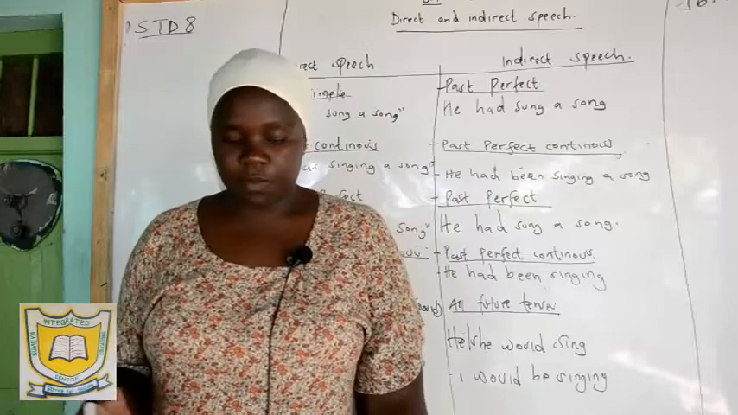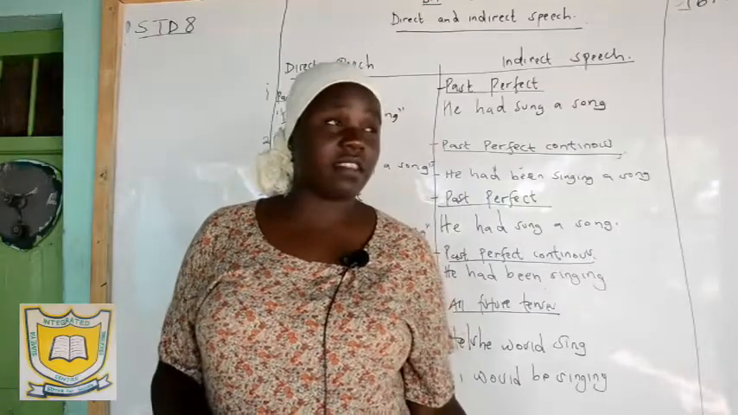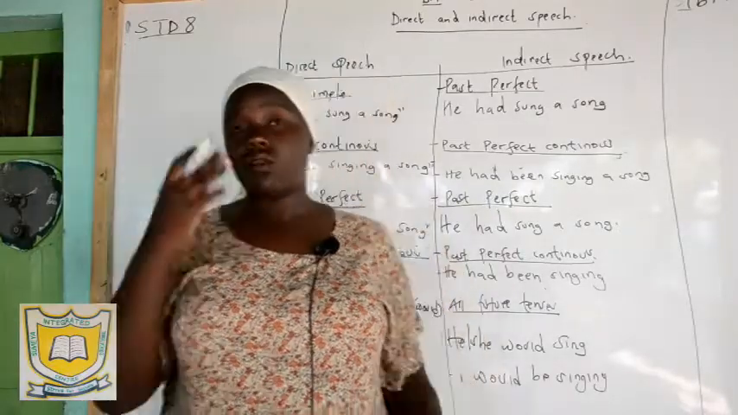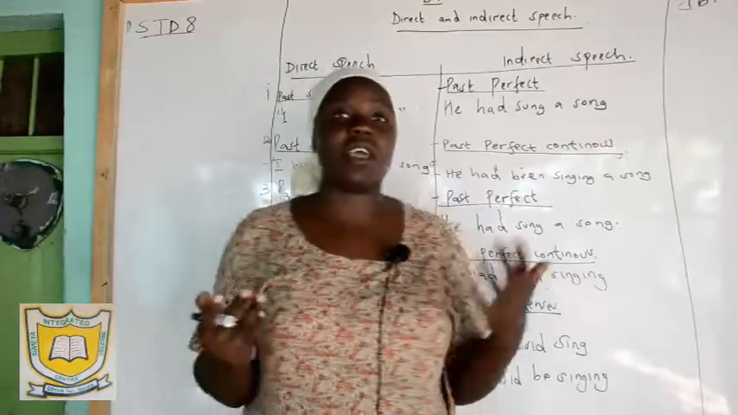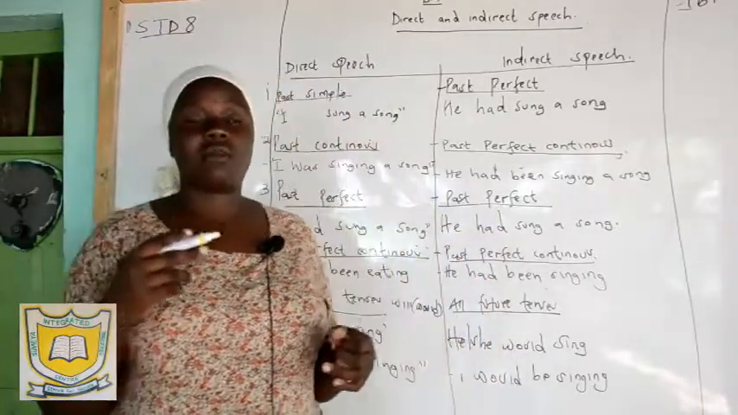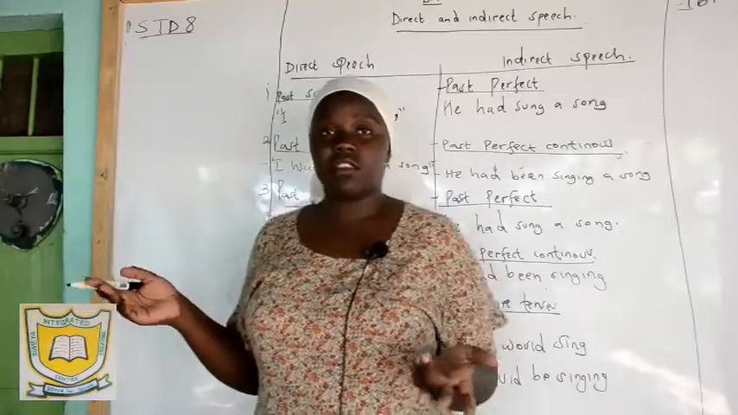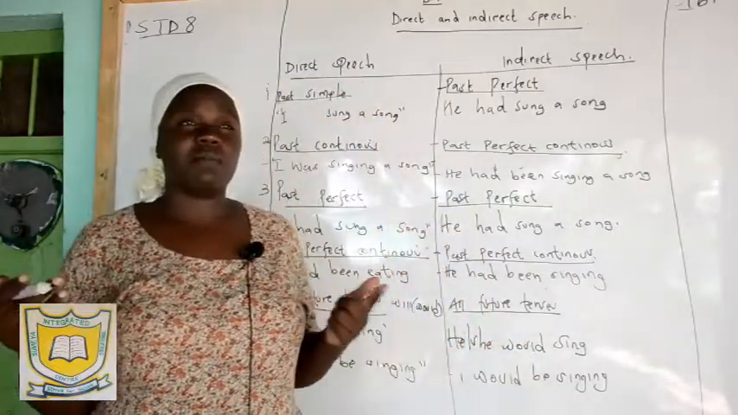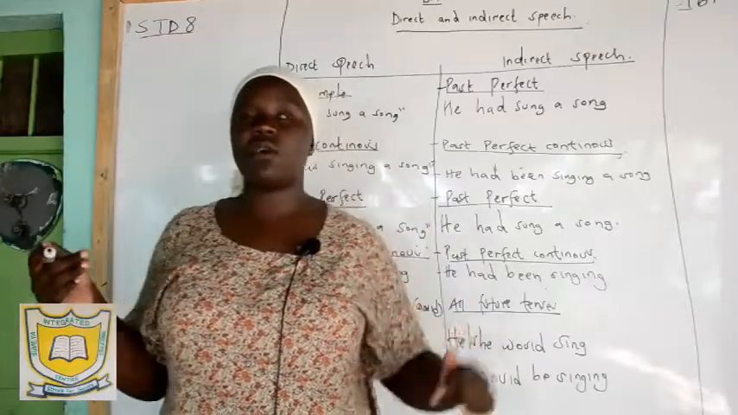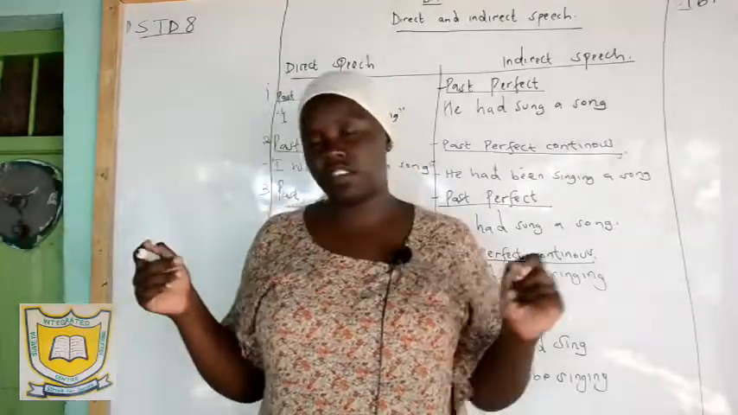When using direct speech, you quote the exact words spoken by a speaker by use of inverted commas, or we also call them speech marks, or quotation marks. But when you are reporting, there is no use of these inverted commas.